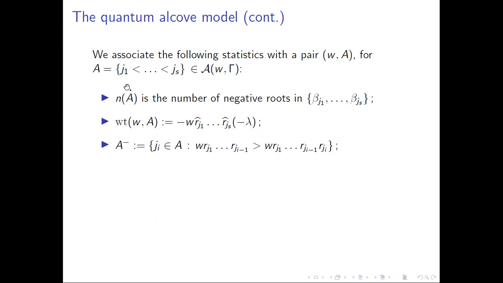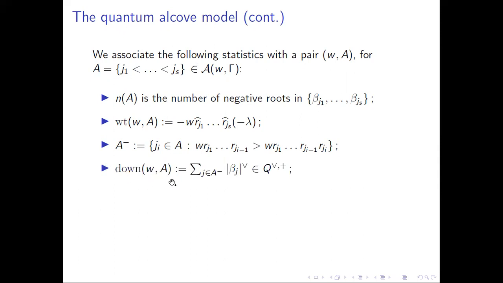A minus is the subset of this set of indices where you have down steps in the corresponding chain of elements in the Weyl group. Remember, we associated this chain of elements by multiplying on the right. So whenever you multiply by the ith reflection in this subset of positions, you get a down step in the Bruhat order, and in the quantum Bruhat graph, then you record this position as part of this negative part of the set A.